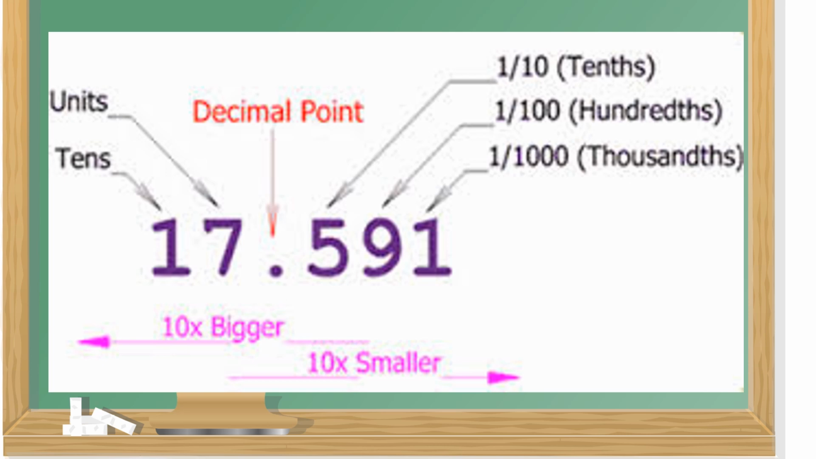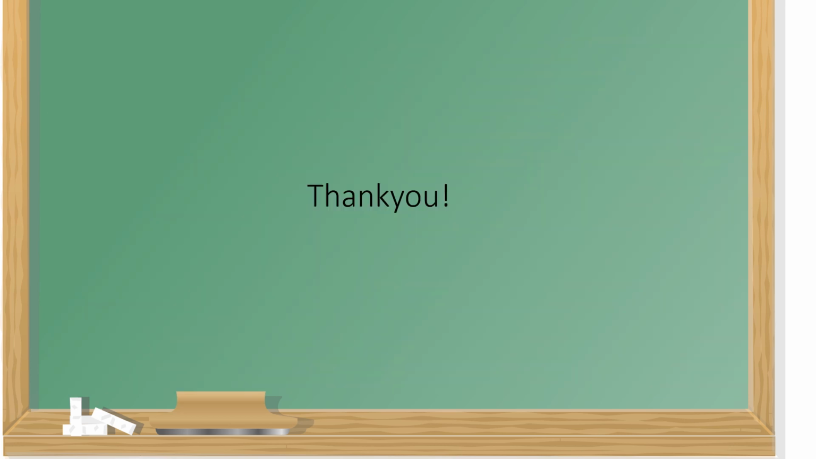So here is another representation of a number. First digit after decimal is 1 on 10, which is said to be tenths. Second digit after decimal is said to be hundredths, that means it is on 100. And third digit after decimal is represented as 1 on 1000, as it is the thousandths place.